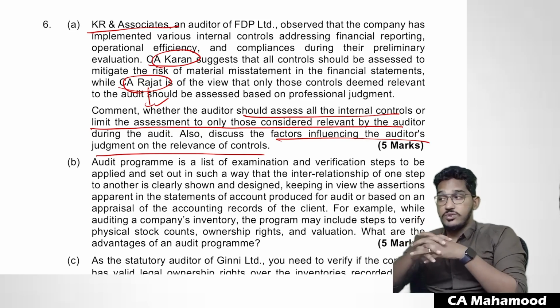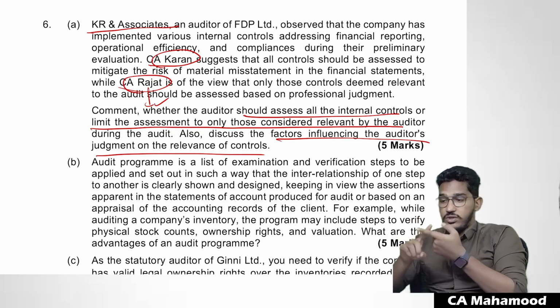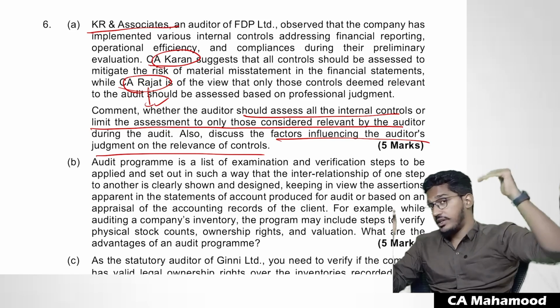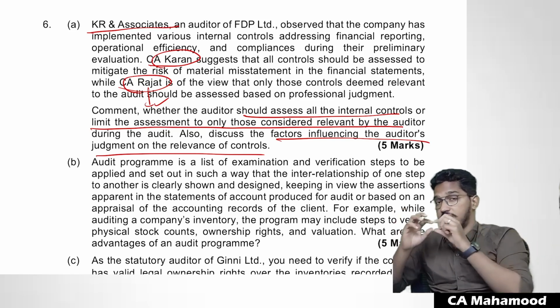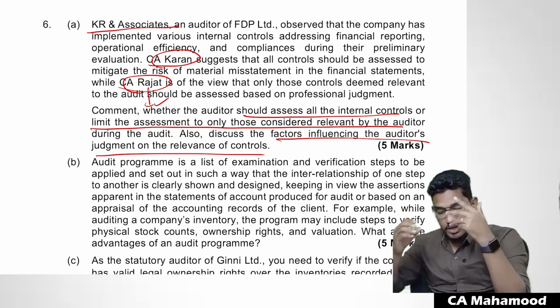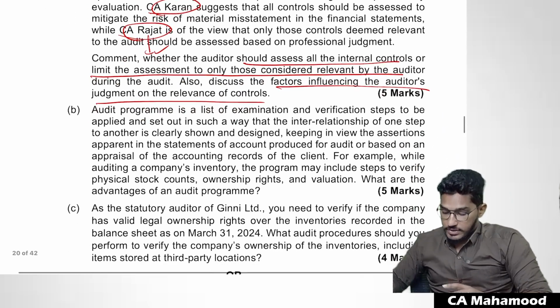Depending on what factors the auditor will decide whether a control is relevant or not. Like if you remember, materiality, risk, the items which they are protecting. So we have one question like that in risk assessment and internal control: what are the factors which affect the auditor's decision regarding relevance of internal control? The same thing you are supposed to write.